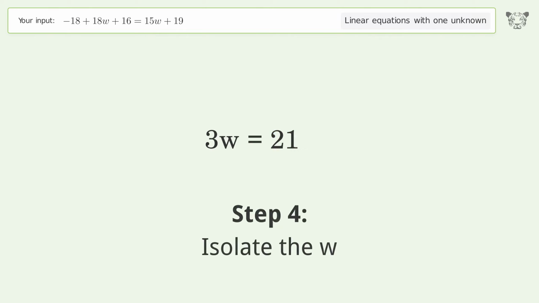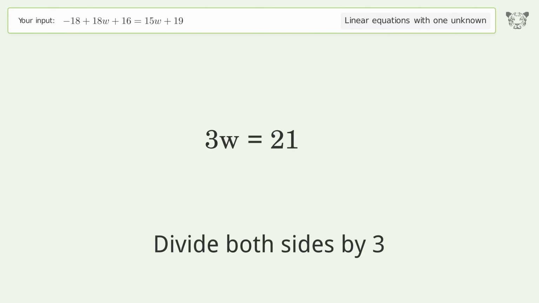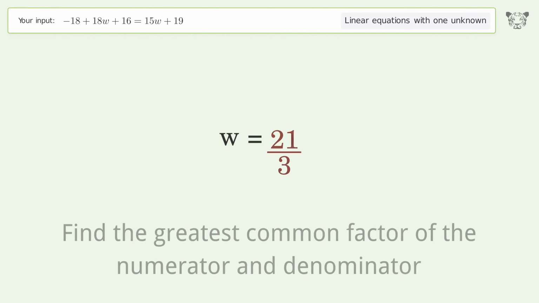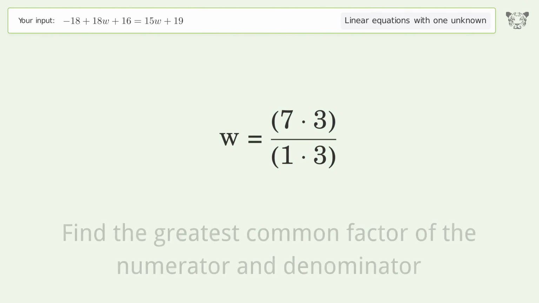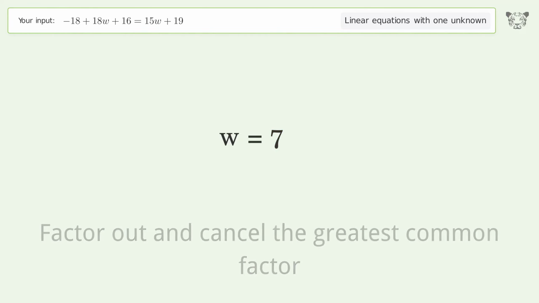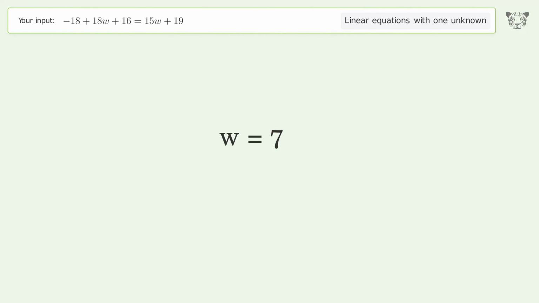Isolate the w. Divide both sides by 3. Simplify the fraction. Find the greatest common factor of the numerator and denominator. Factor out and cancel the greatest common factor. And so the final result is w equals 7.